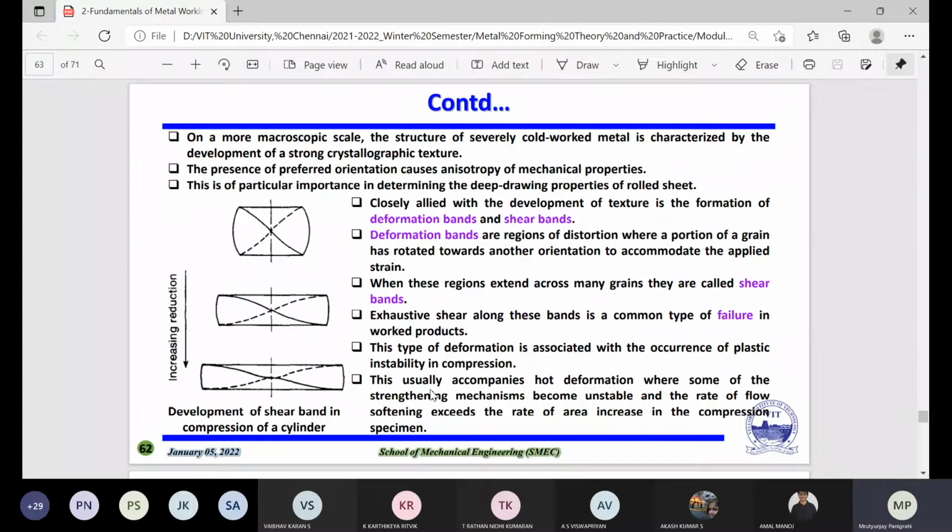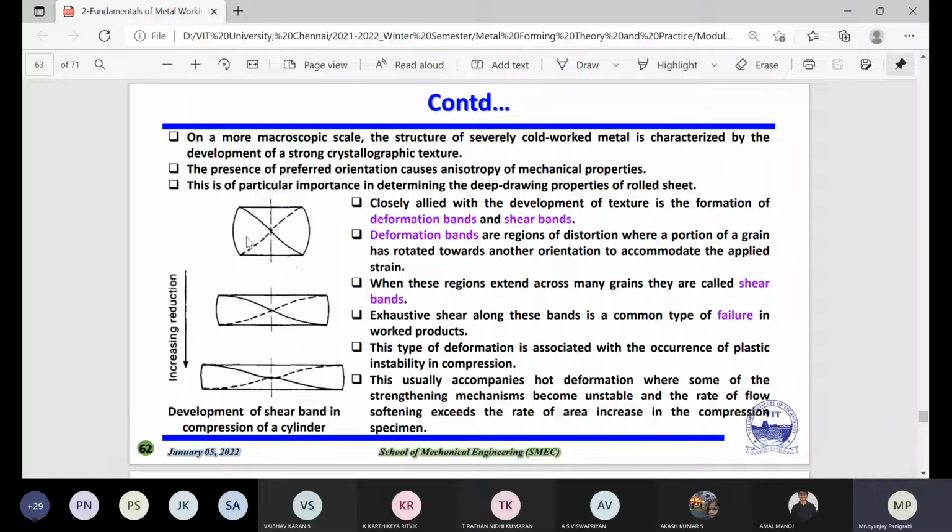Yeah. One more part I have mentioned here, because sometimes when we are forging, or changing the shape from one dimension to another, you can see I put one more schematic diagram here: development of shear band in compression of a cylinder. For example, if you have a cylinder initially, the moment you apply the force, of course you have the velocity, the strain, the stress, the force, all the parameters you are looking at.